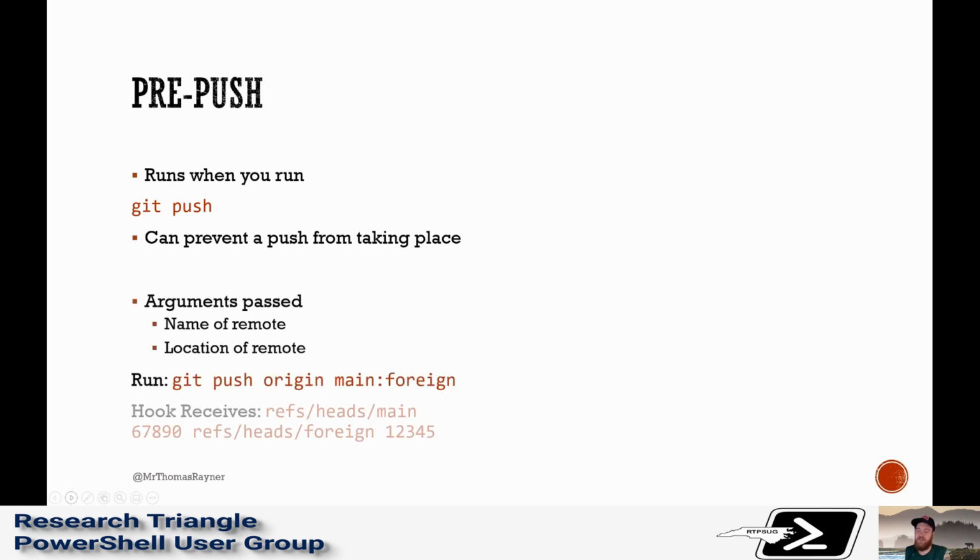It passes the name of the remote and the location of the remote. So when you run git push origin main, the hook receives that reference, the name of the remote, and then that number, 67890, is the hash of that commit. It's the commit ID. This is all in a string, space-separated standard input arguments that your hook receives. So you can check out those references and manipulate them in any way that you want. But that's what comes into your hook when you run this.